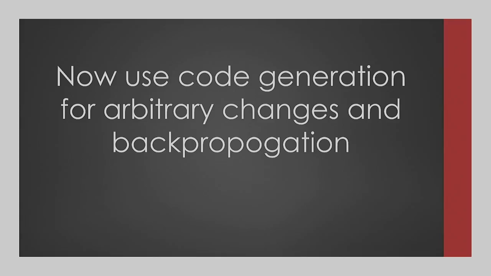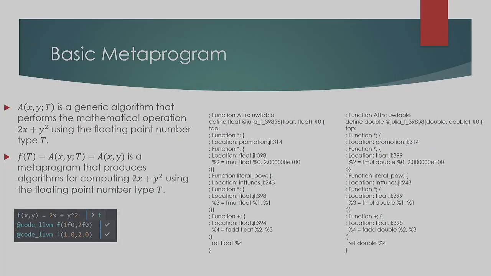But what we really want to do is use code generation to build the backpropagation through any possible program, not just things that are neural networks. So what does that look like? We want a generic algorithm A of X, Y, given T, where once we know the type T, we can generate a program.